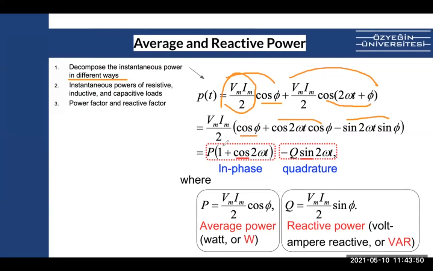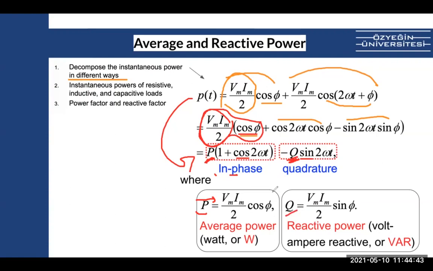So as you can see, this Vm Im over 2 is at the outside, which is P, this term actually. That is the P, as you can see here. And we separate the P and the Q into two parts, basically from here. And P is called average power. And this Q, quadrature, because it's the term in front of the sine, and that's called reactive power.